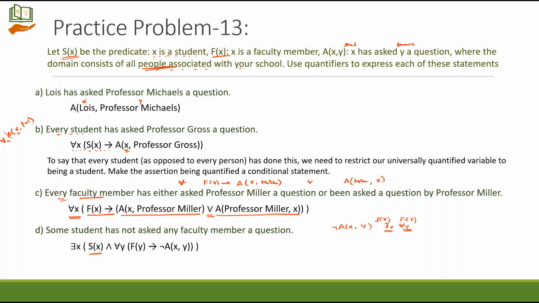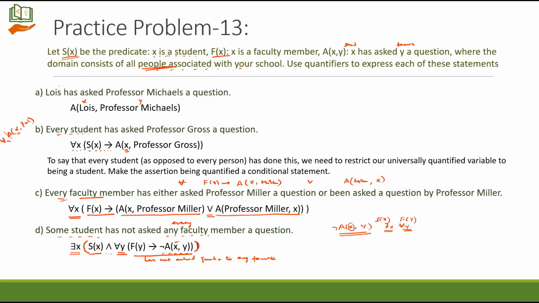S of x and for all y, for any faculty member, for every faculty member we can take. So, with the faculty member implication, the negation of this particular predicate will say has not asked a question to any faculty, or to all faculty. What about x here? They have said some student. It means it can be one student, so to denote that particular student's quantification, we are using existential.